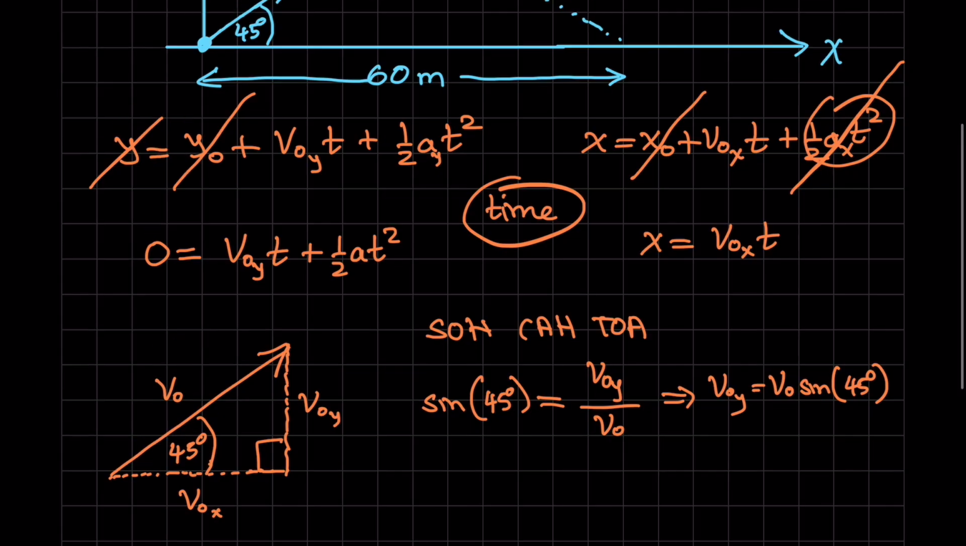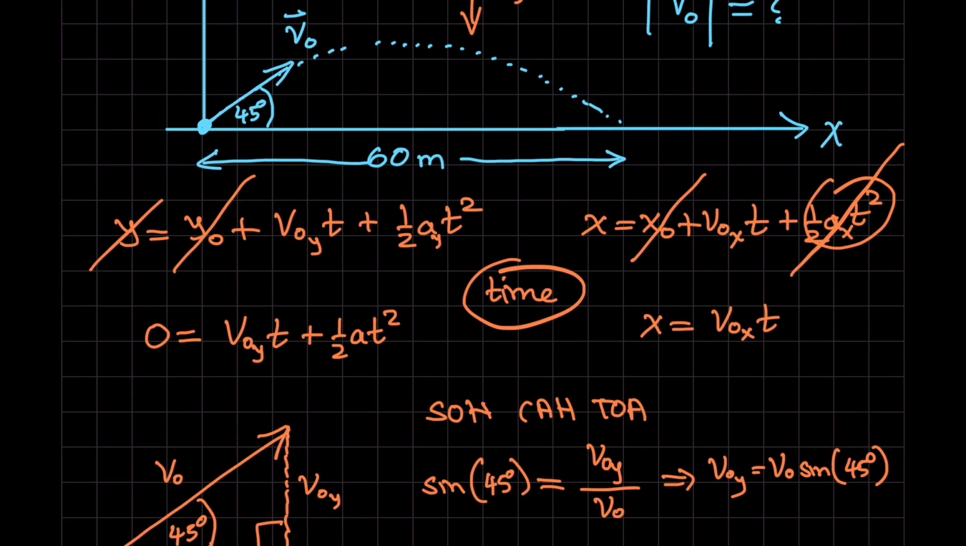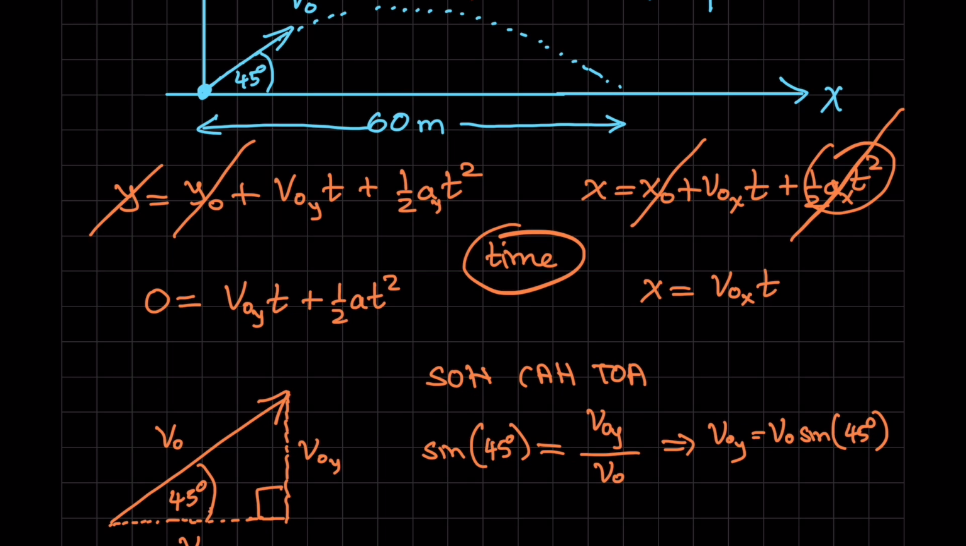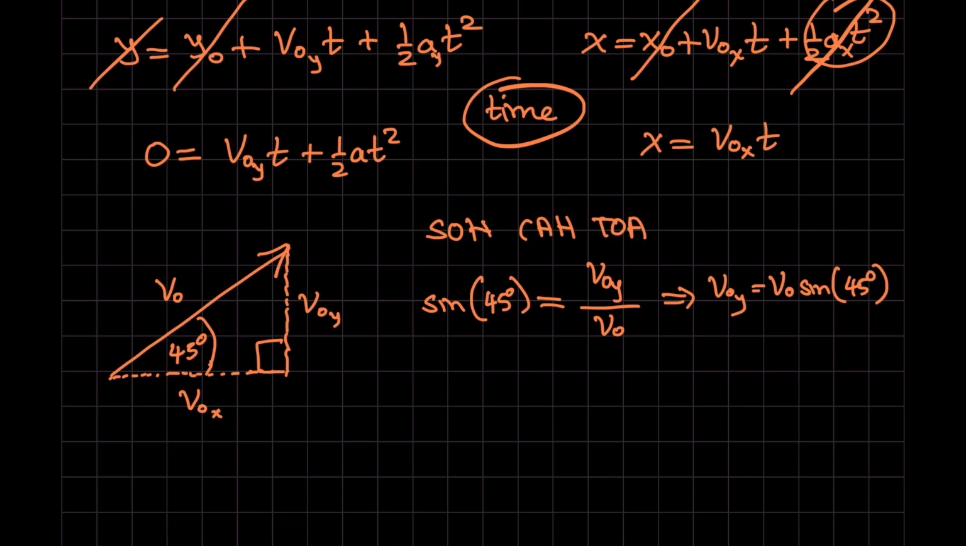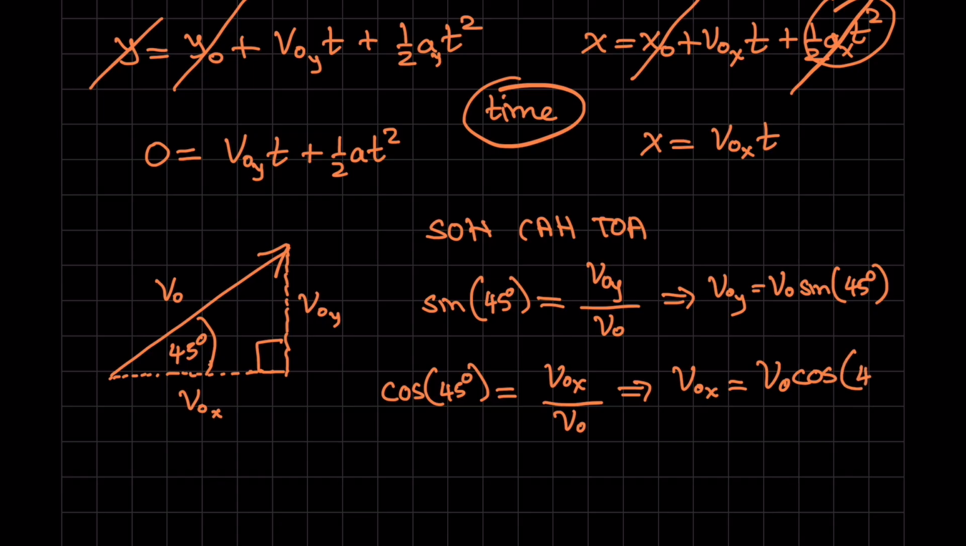So that's what we need, and we need these components to solve our kinematic equations. V naught y appears in our y equation here, so we need to come up with those components. Let's do the x part. If we do cosine of 45 degrees, what's the adjacent to that angle? That's v naught x. What's its hypotenuse? Again, v naught. This allows us to solve for v naught x equal to v naught cosine of 45 degrees. So now we have these components.